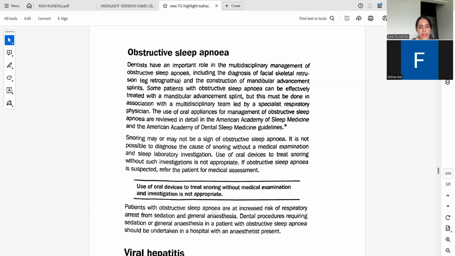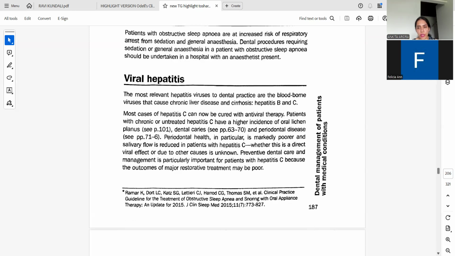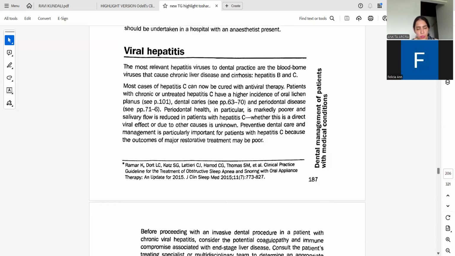Patients with obstructive sleep apnea are at increased risk of respiratory arrest from sedation and GA. Again, dental procedures requiring sedation and GA in a patient with obstructive sleep apnea should be undertaken in a hospital with an anesthetist present. So this completes our three scenarios or three areas of respiratory disorders. We will proceed to viral hepatitis.